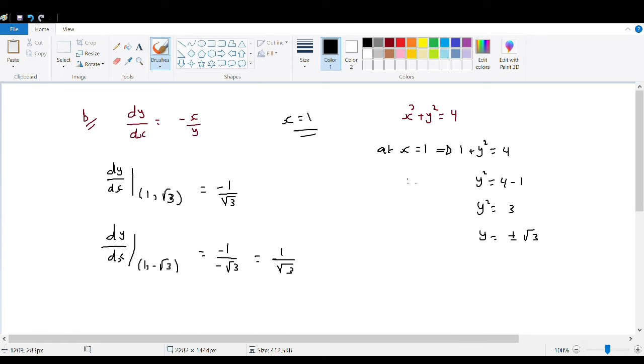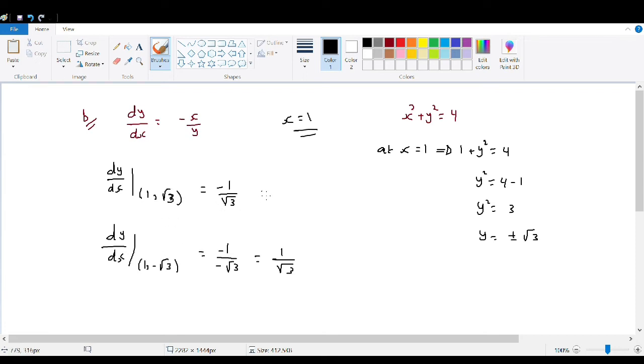So we have 2 points where we have 2 slopes at x is equal to 1. The first one is minus 1 over root 3. The second one is 1 over root 3. Where the point of tangency, when x is equal to 1, we have 2 tangent lines.